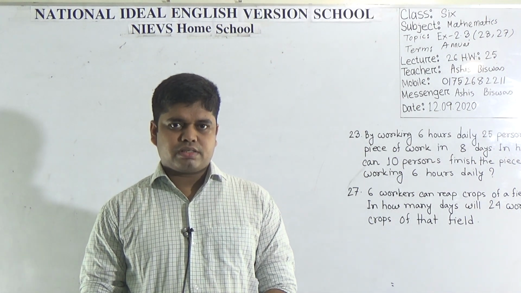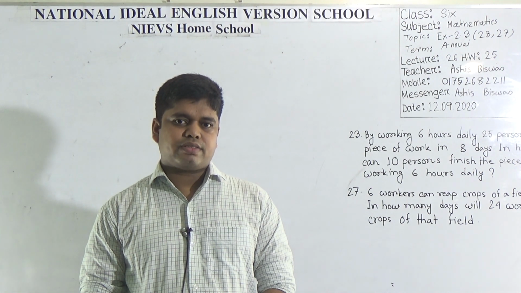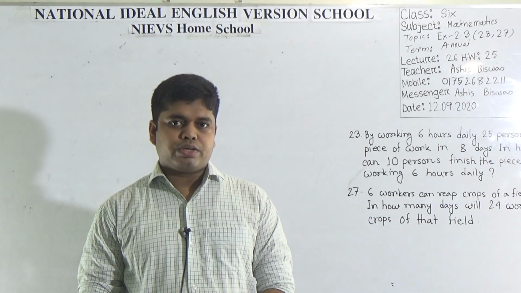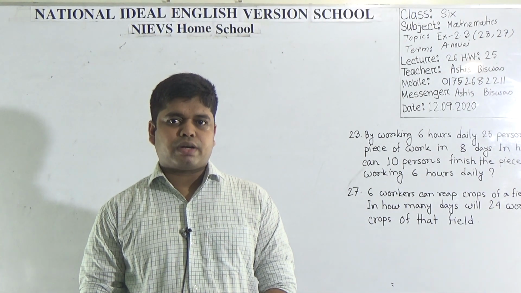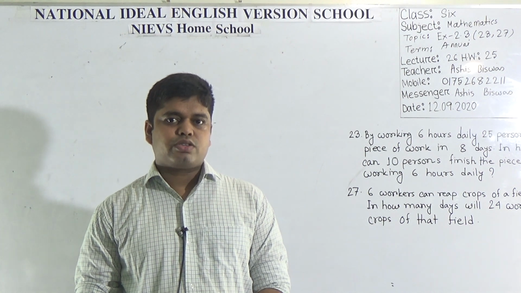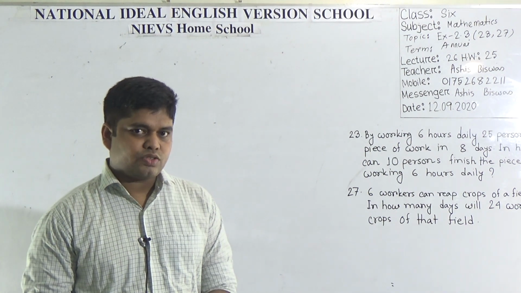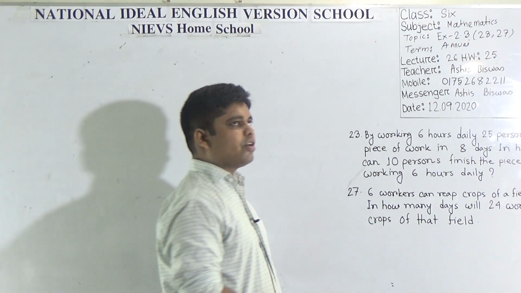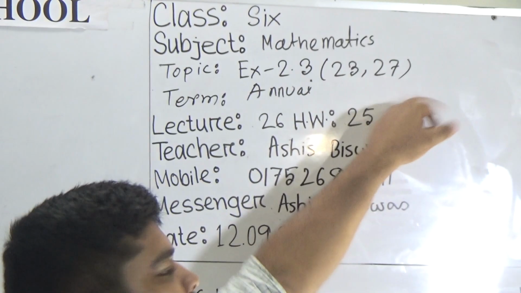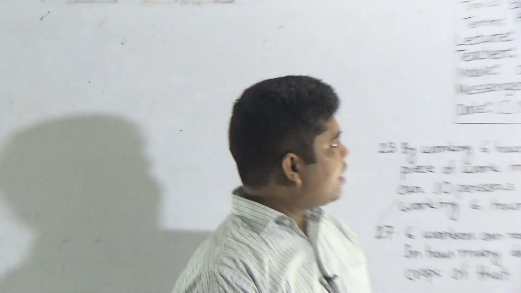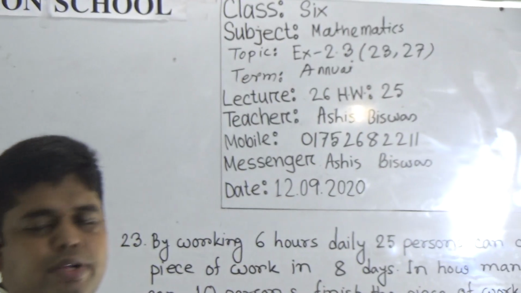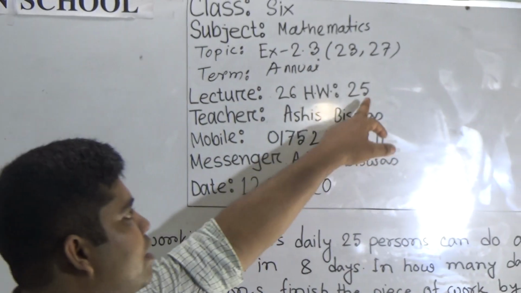I am Ashis Biswas, an assistant teacher of mathematics in National Ideal English Version School, morning shift. Today I am going to take a math class for the students of class 6. Our topic today is exercise 2.3. In exercise 2.3 we shall solve two word problems: word problem number 23 and word problem number 27. My dear students, today is our lecture number 26 of the annual term and today's SW will be 25.